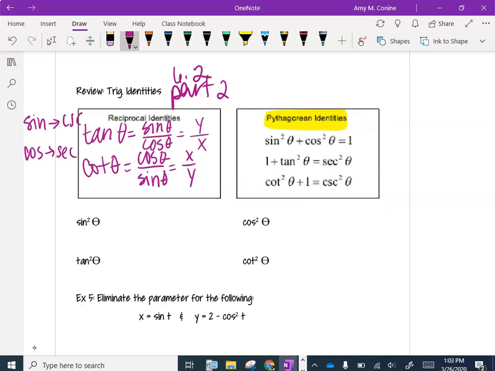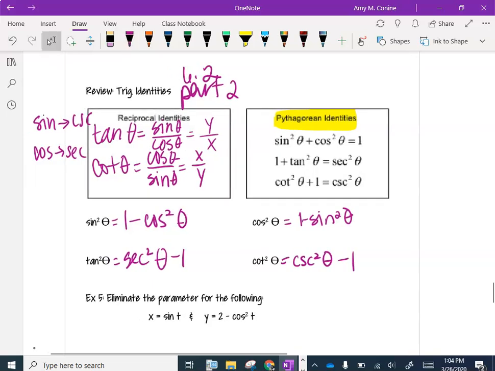And then real quick with your Pythagorean identities, to get sine squared, you would subtract cosine squared from 1. To get cosine squared, you would just subtract sine squared from 1. And then to get tangent squared, you would subtract 1 from secant squared theta, so it's secant squared theta minus 1. And then cotangent squared, same thing, you would get cosecant squared theta minus 1.